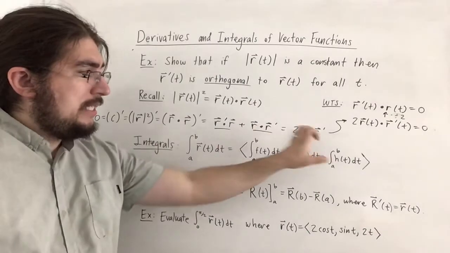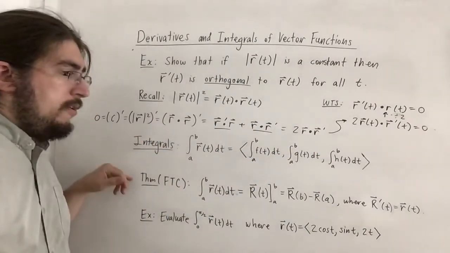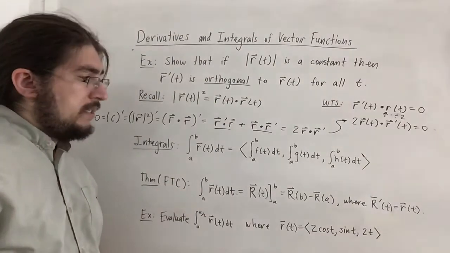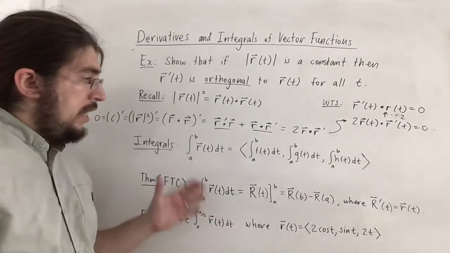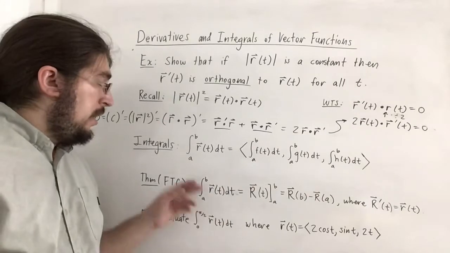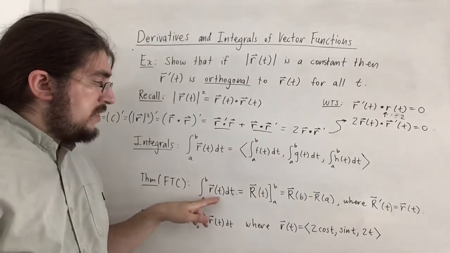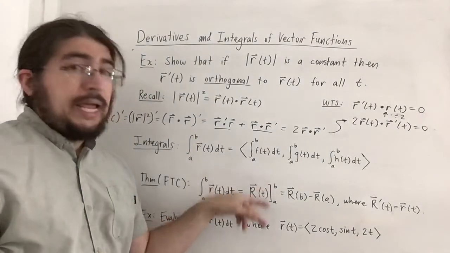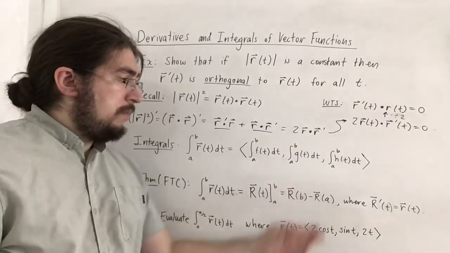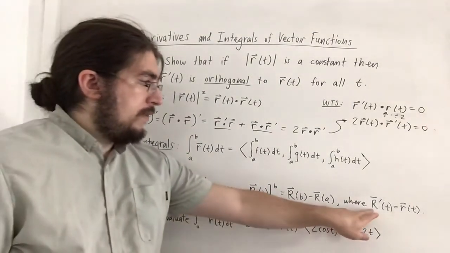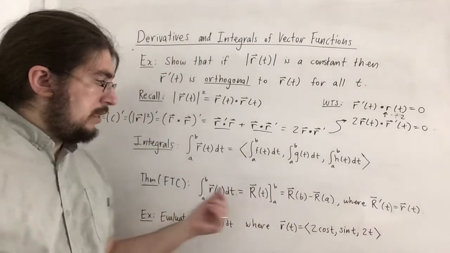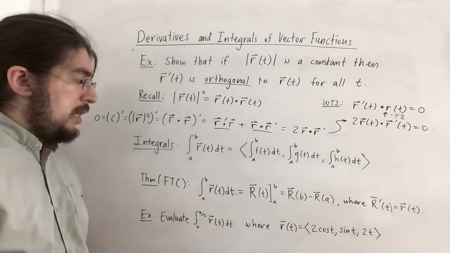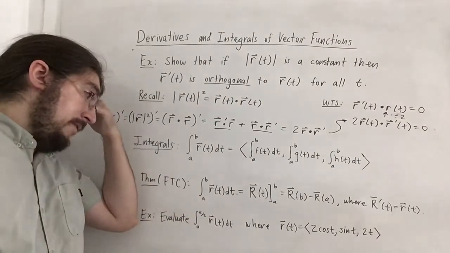And from this, we get a theorem which is equivalent to the fundamental theorem of calculus, but now only with vector functions. And it basically says what you'd expect it to say. The integral from a to b of r of t is equal to the antiderivative of r of t evaluated between b and a, meaning you plug in the top one minus plugging in the bottom one, where capital R prime is lowercase r. So in other words, capital R is any antiderivative of lowercase r.